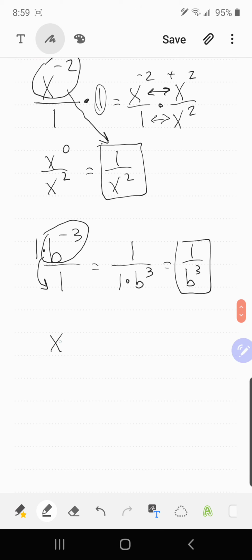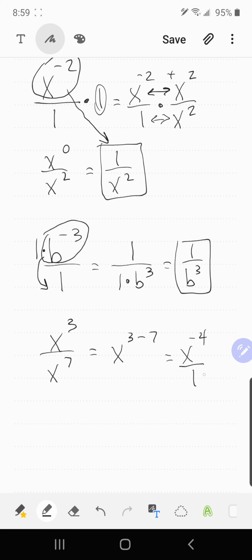Let's say we have x to the third over x to the seventh. Okay, so from our previous rules, we know that a fraction turns into subtraction, and you always subtract the top from the bottom. 3 minus 7, that's going to give negative 4. And we know that negative exponents are not happy. They want to be positive.